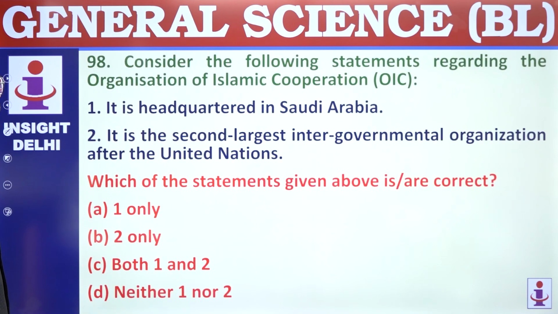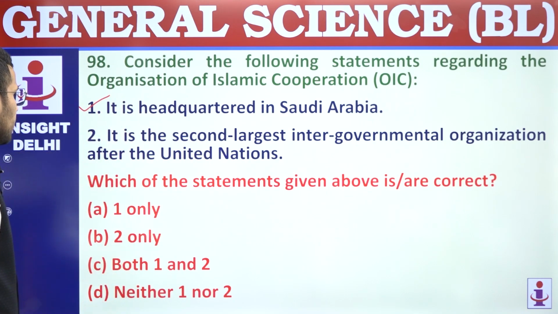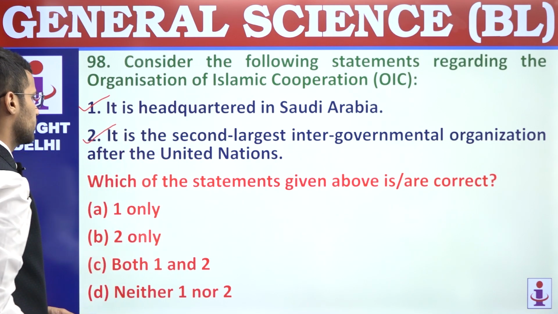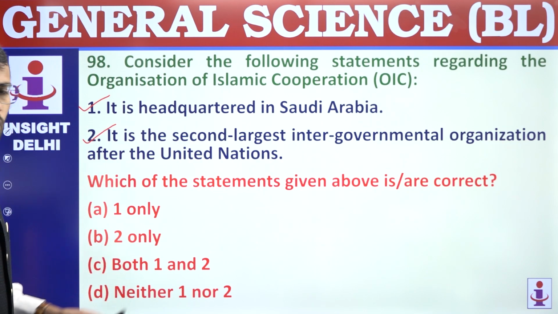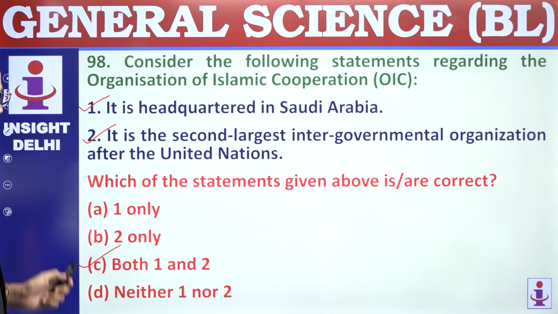98. Consider the following statements regarding Organization of Islamic Cooperation, OIC. First, it is headquartered in Saudi Arabia. Correct statement. Second, it is second largest intergovernmental organization after the United Nations. Correct statement. Both these statements related to OIC are correct, hence answer is C. Question number 98, answer is C.